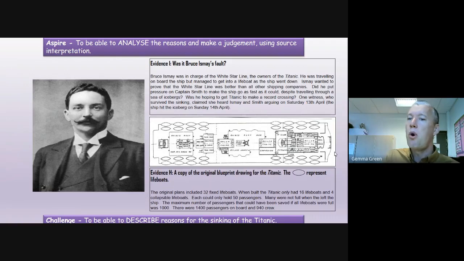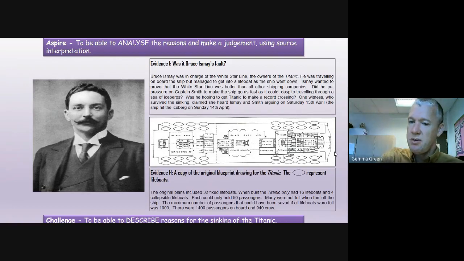One witness who survived the sinking claimed she heard Ismay, so Bruce Ismay, the man that was in charge of White Star Line, the owner of the Titanic, and Captain Smith arguing. So the captain and Bruce Ismay were arguing on Saturday the 13th of April. The ship hit the iceberg on Sunday the 14th of April. So were they arguing about speed? Did Ismay want to push through and have it go as fast as possible? Did the captain not want that? But Ismay wanted it.